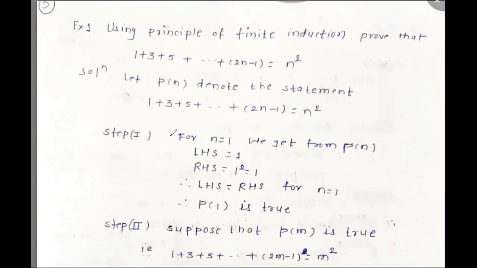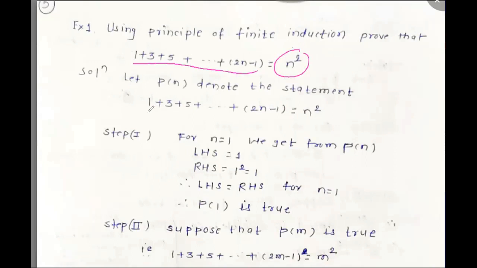So, example: using the principle of finite induction, prove that 1 plus 3 plus 5, odd numbers, where the last term is twice n minus 1. Twice n is even, so twice n minus 1, even minus 1, will be odd. So this sum will be n square. Show that 1 plus 3 plus 5 up to twice n minus 1, this sum is exactly n square.